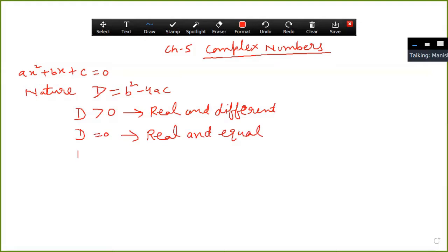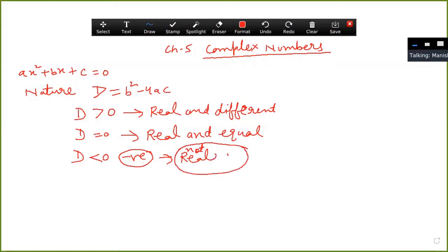When D is less than 0, that is, D is negative, what does it mean? Roots are not real. At that time, you stopped calculating the values of the roots. You said D is less than 0 and roots are not real.